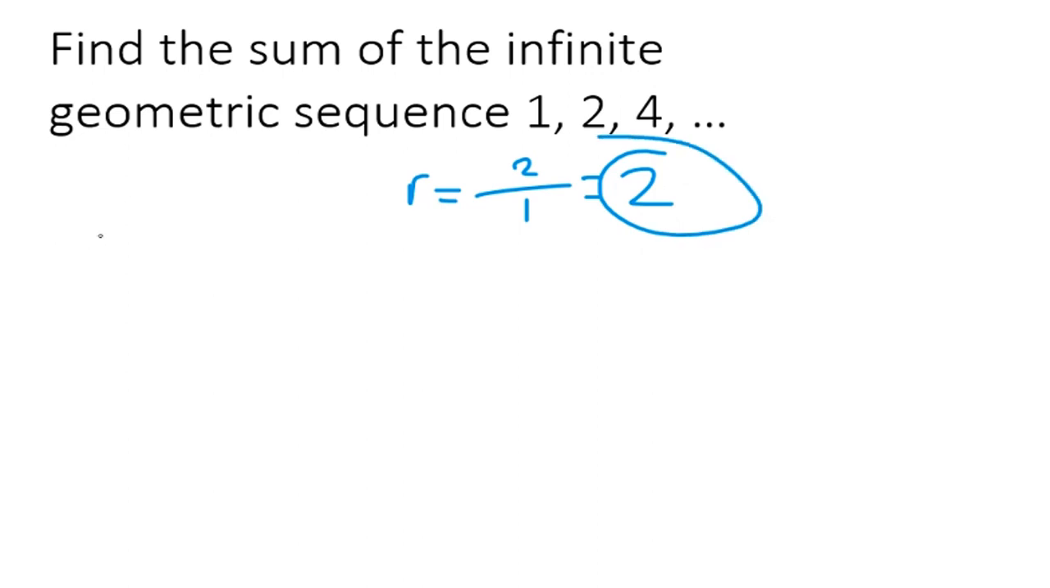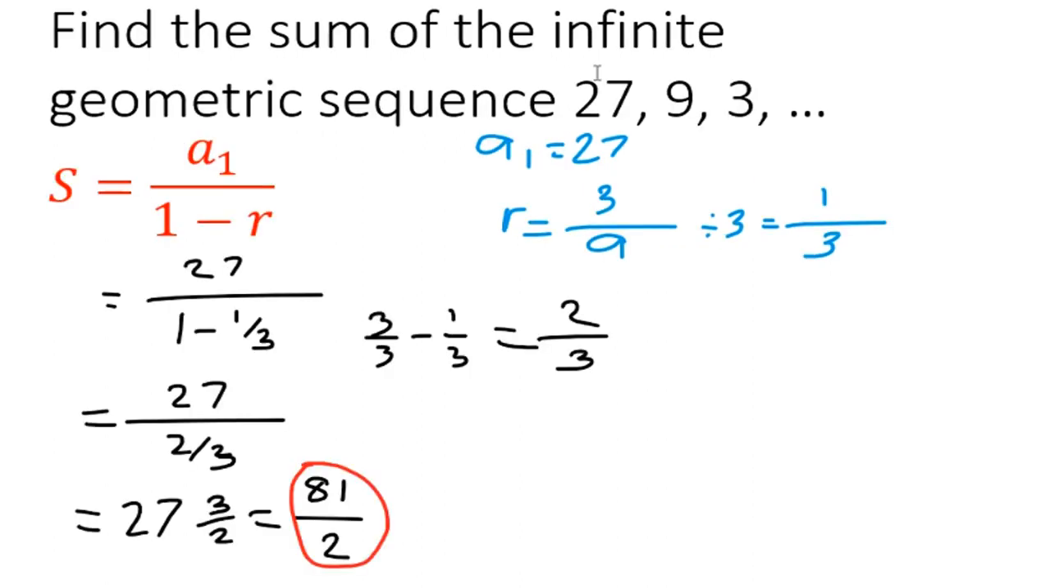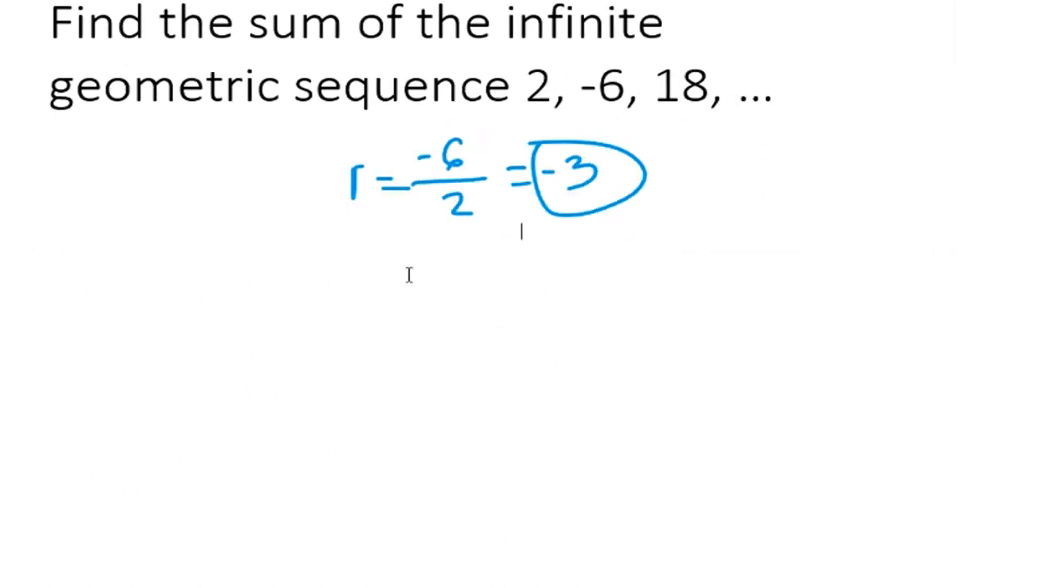Okay, para mas mabilis nyo makita kung mahahanap natin yung sum niya o hindi: kapag pataas yung numbers, hindi natin siya pwedeng isolve. Pababa, gaya nito, 27, 9, 3, pababa yung mga numbers, pwede siya. Pero kapag pataas, gaya ulit nito, 2, 6, 18, papataas yung numbers. Regardless sa sign, kalimutan mo na yung sign. Basta papataas yun, hindi siya pwedeng isolve.